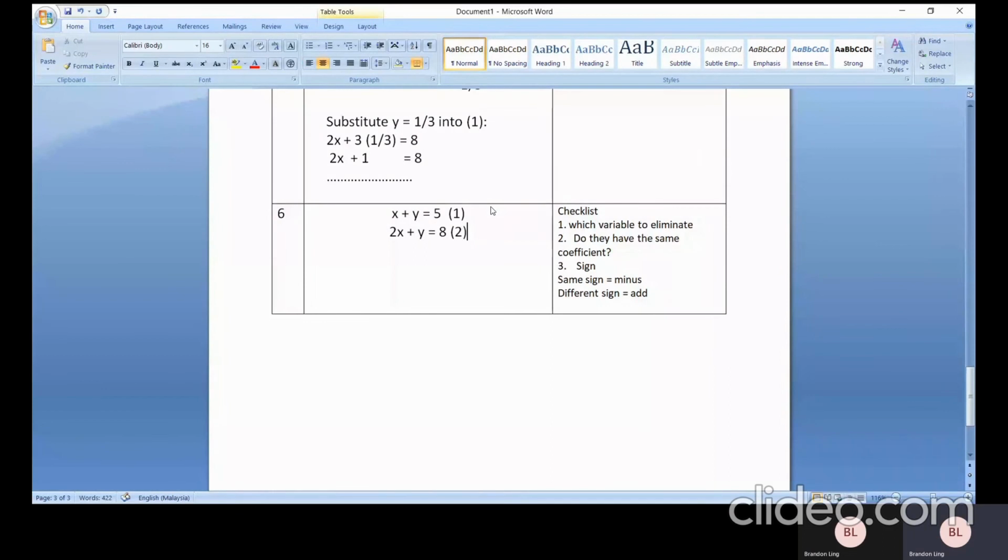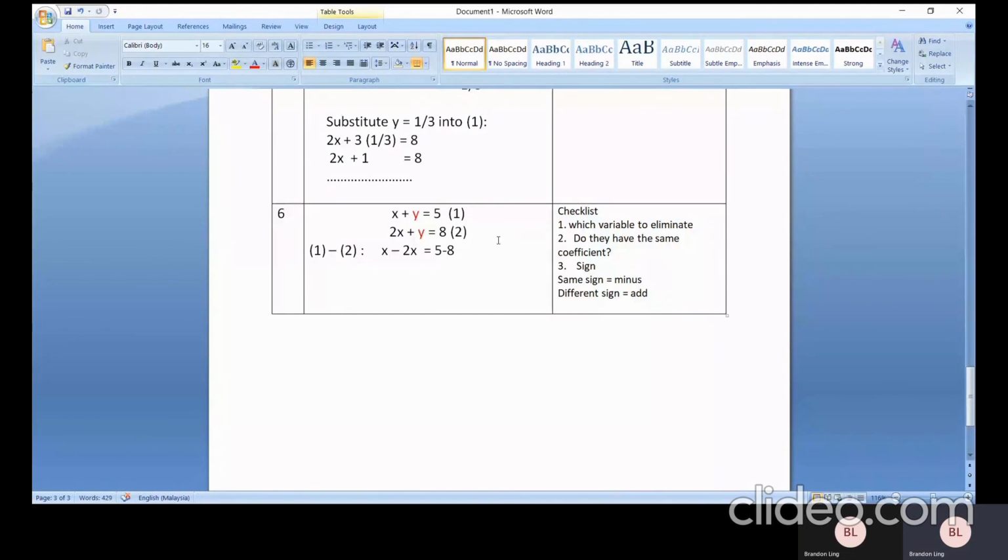So which one would you choose in this case? Okay, in this case, I'm going to choose y, reason being that for y you have the same coefficient, whereas for x you have 1x and 2x. They are of different coefficient. Therefore, it will be easier for you to eliminate y. So since both y having the same sign, you can use equation 1 minus equation 2. So therefore, you get x minus 2x equals to 5 minus 8.